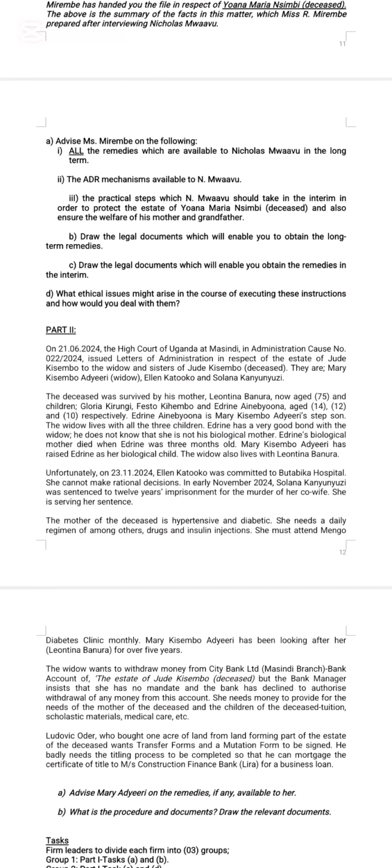Advise Mirembe on the following: all the remedies which are available to Nicholas Mwavu in the long term. So basically, when you look at remedies available in the long term, you're looking at whether there are grounds for revocation of wills under section 230 of the Succession Act, because under section 230, once you have a just cause, you can proceed to revoke these letters of administration or probate. So that's what we shall be looking at, whether Zabo has locus to apply for revocation of letters of administration.